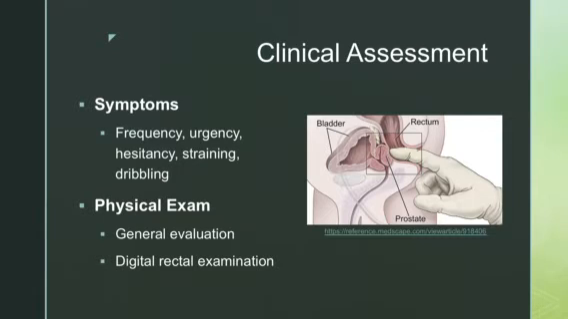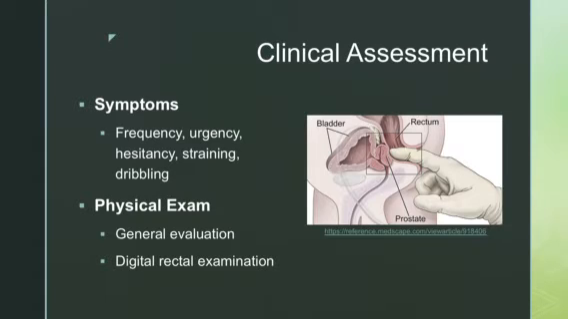When a patient becomes symptomatic with BPH, they will likely experience symptoms that become quite bothersome and disruptive to their daily lives, causing them to present to a healthcare professional or to a clinic. These symptoms include urinary frequency, urgency, hesitancy, straining when urinating, and dribbling.